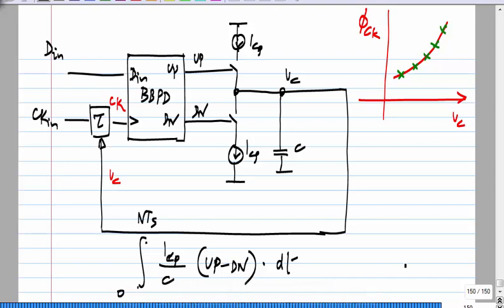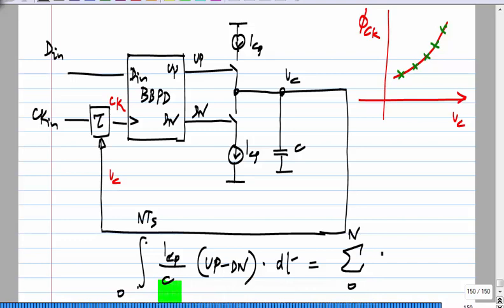Accumulator basically, right, because this is a constant and up minus down is either plus 1, minus 1 or 0, I mean 0 if there is no transition, and this integral with respect to time is just that times Ts, that is all. Okay. Because this happens because we have a digital phase detector, bang-bang, I mean binary phase detector.